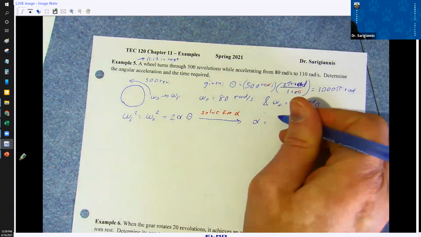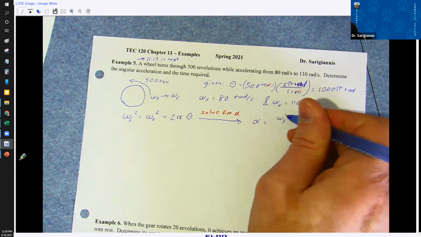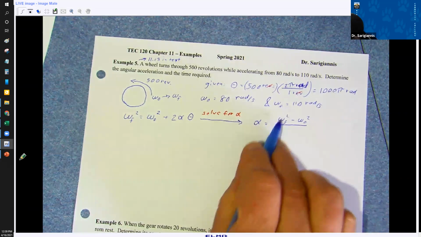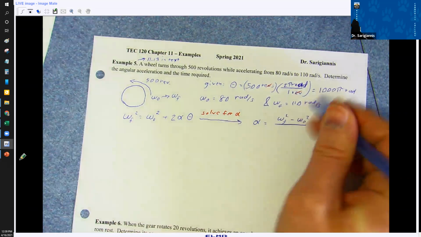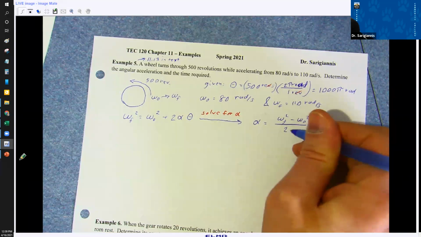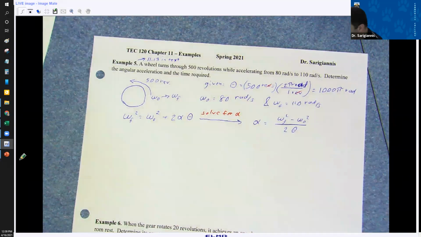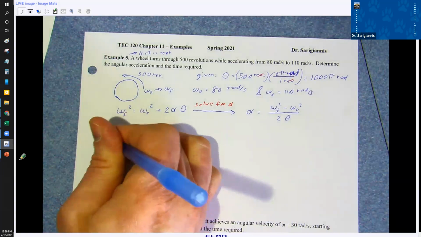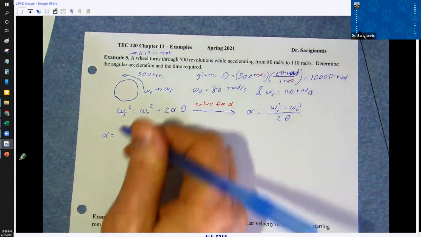Alpha is just going to be omega f squared minus omega naught squared, final squared minus initial squared, divided by 2 theta. So that's just algebra. Let's put the numbers in.